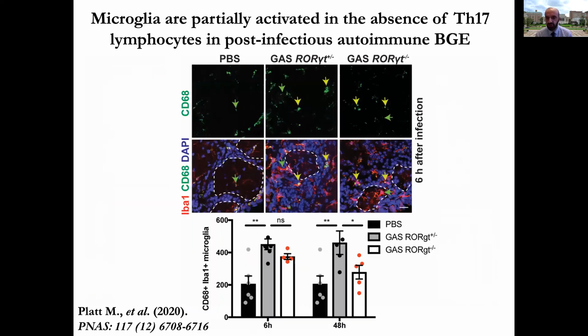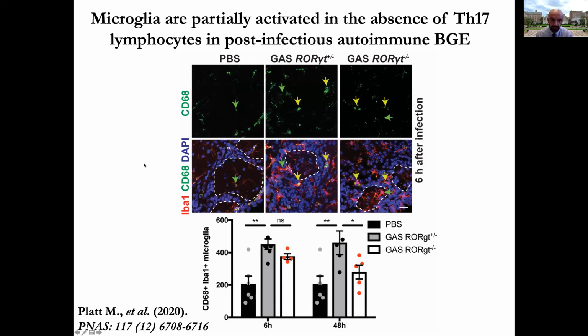The second feature that we looked at very carefully was the state of microglial activation or macrophage infiltration, because this is an indication of the degree of neuroinflammation. And for those of you who are interested in human studies, the degree of microglial activation is also a way by which you can measure neuroinflammation even in patients using PET imaging.